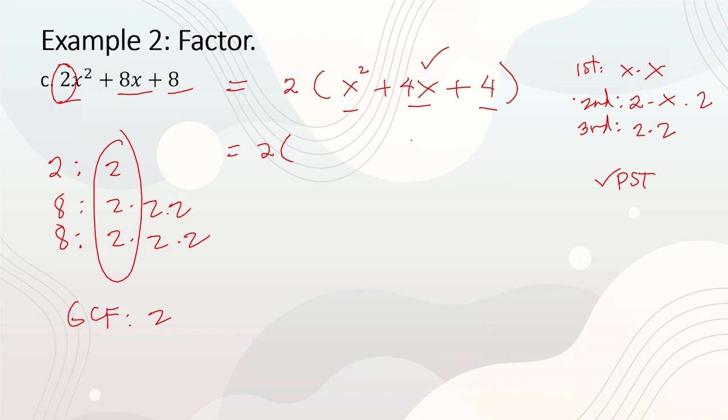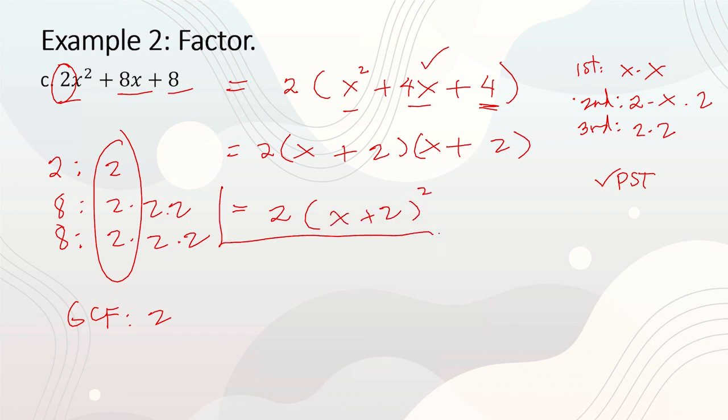So if you factor it using PST, there are two binomials. First term would be the square root of the first term in our given. Second term would be the square root of the third term. Square root of 4 is 2. We copy the sign for the operation before our second term, which is plus. So you can write your final answer as 2 times the square of x plus 2. And that's our final answer.